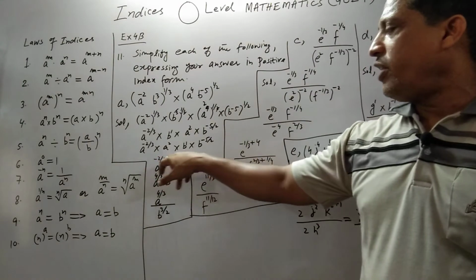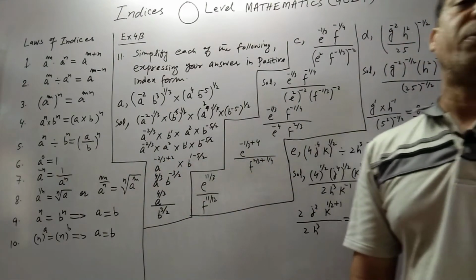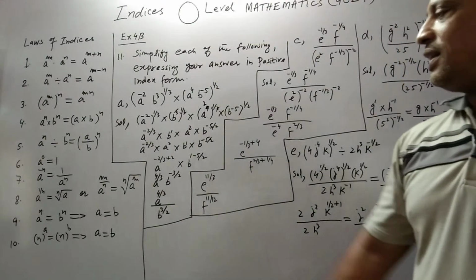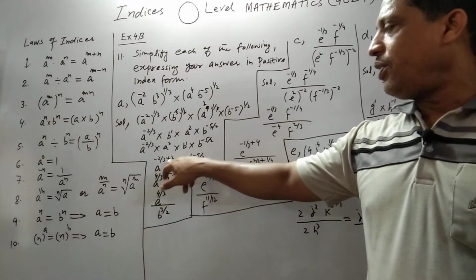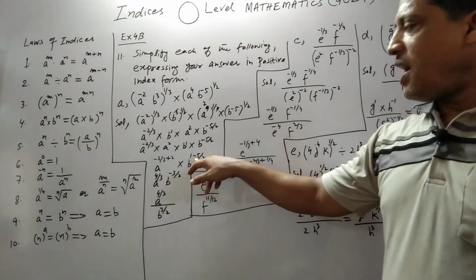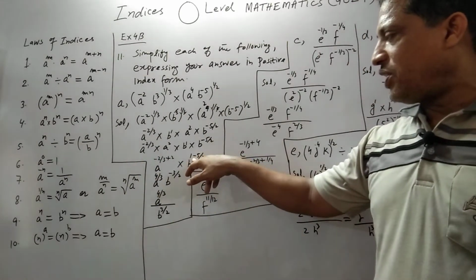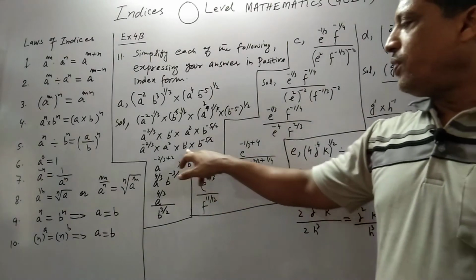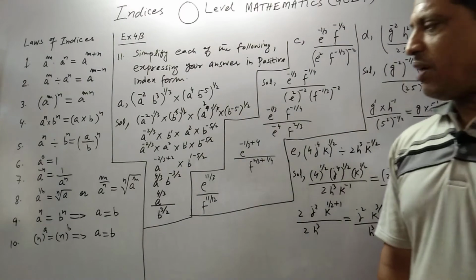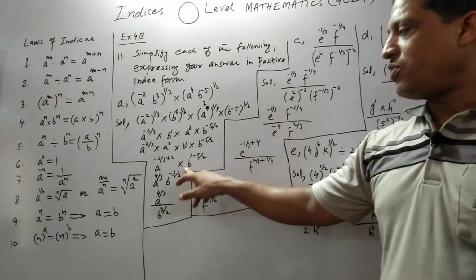Now, you can simplify -2/3 + 2 by taking the LCM or by the direct method. What is the direct method? 3 twos are 6, 6 minus 2 is 4, so 4/3. What is the direct method for simplifying 1 - 5/2? 2 ones are 2, 2 minus 5 is -3, so -3/2. So we have a to the power 4/3, b to the power -3/2.